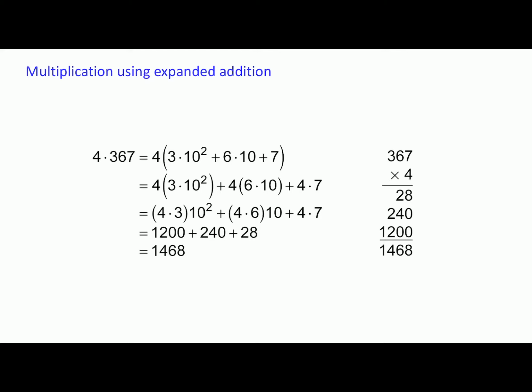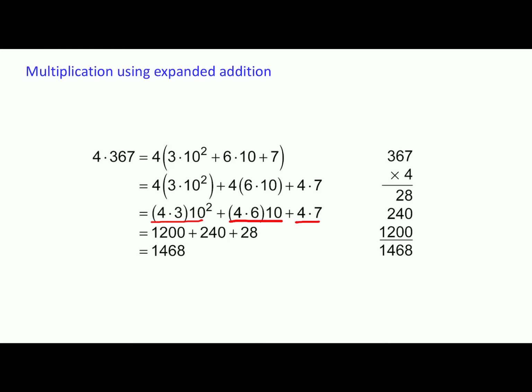So I've got 4 times 3 hundreds, right? And then 4 times 6 tens, and then 4 times 7 ones. And then I can add those results together to get my final answer. So I get 1200 plus 240 plus 28, which is 1468. Okay, one of our goals is to help kids break problems down into smaller problems that are easier for them to handle, and this is one way for them to do that.